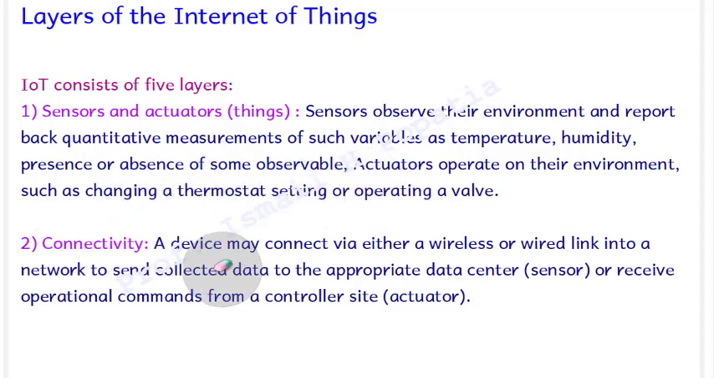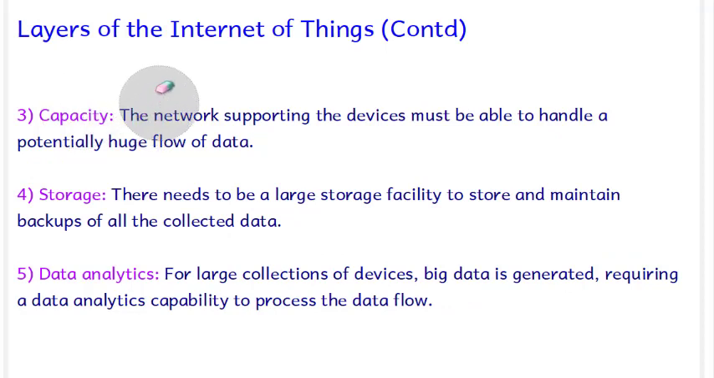Then we have connectivity. A device may connect to the network through either a wireless or a wired link, because if we have sensors and actuators, they need to send and collect data. So we need some type of connectivity, either wireless or wired. Then we have the third layer, capacity, the networking support. Capacity is the network supporting the devices, and it must be able to handle a potentially huge flow of data.